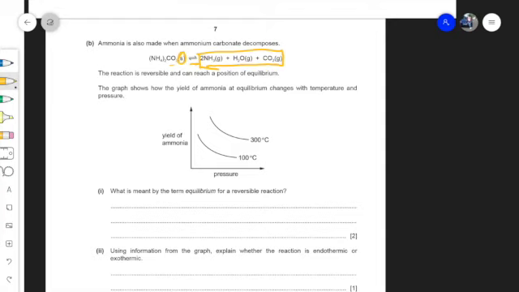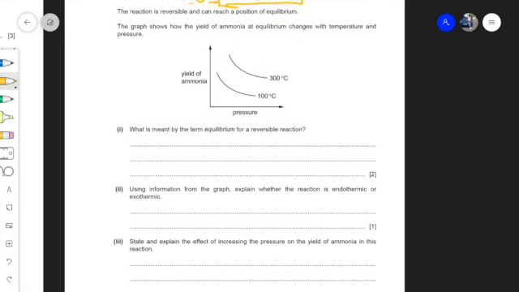The graph shows how the yield of ammonia at equilibrium changes with temperature and pressure, with an increase of temperature. What is meant by the term equilibrium for a reversible reaction?